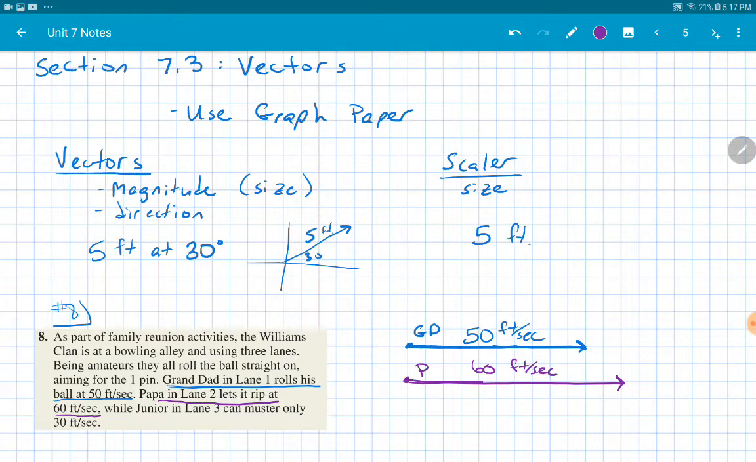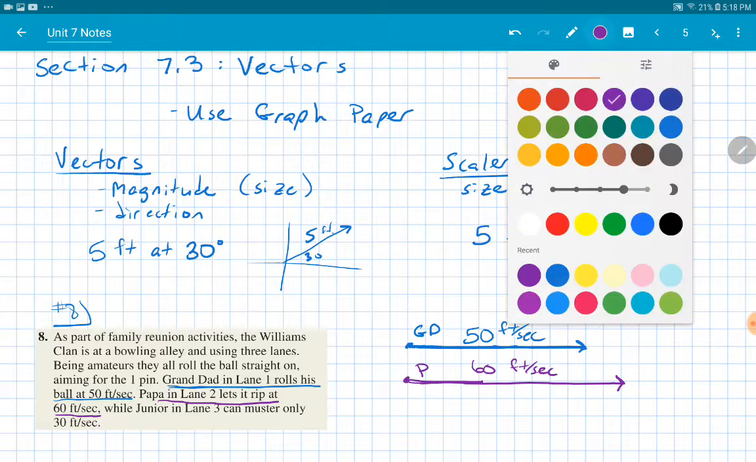So it's a little bit longer. He's got a little more force. So the vector's length represents that force. The ball didn't travel further. So to represent these lines as the path of the ball would be incorrect, because the ball's traveling the same distance, but it's got more force. And that's what the length of the line is representing.